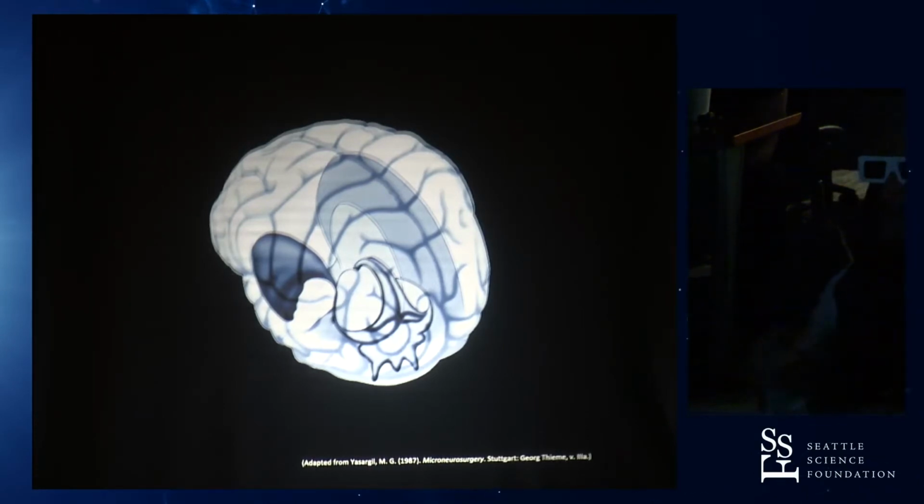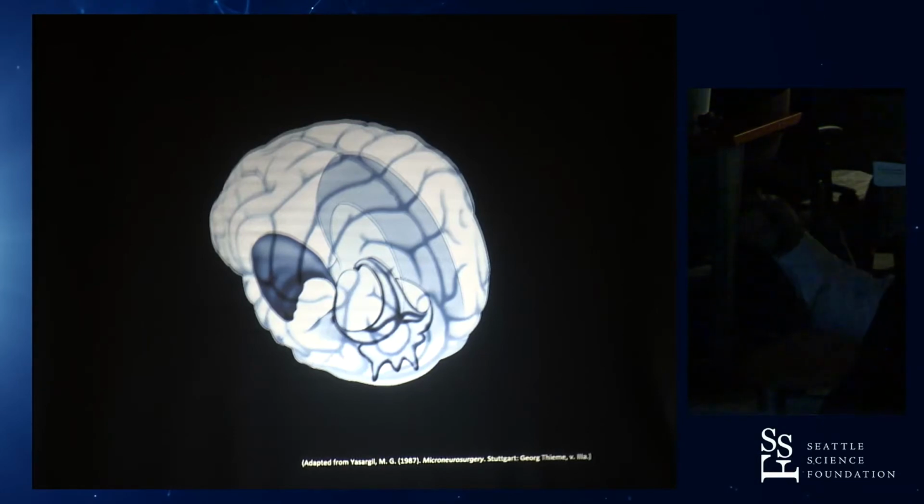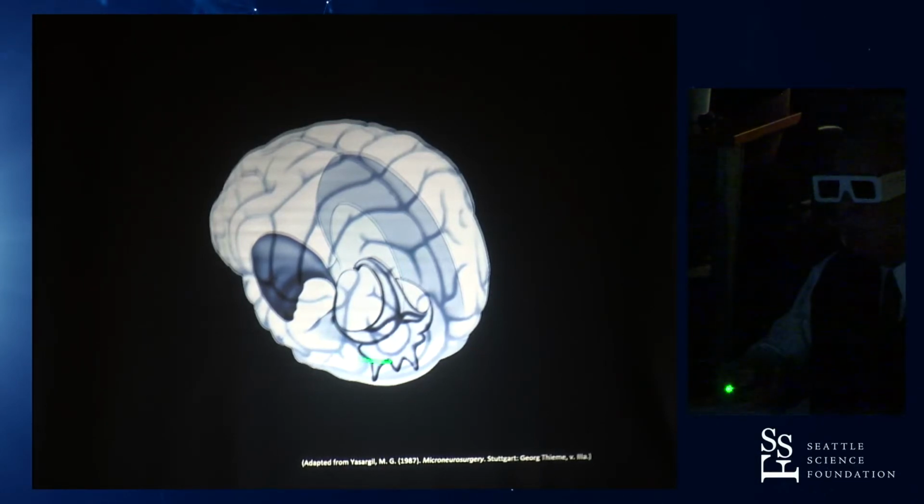Yasargil tells us that we have three important fissures. Two fissures are very important, very easy to understand. One is the interhemispheric fissure. The other is the Sylvian fissure. And the third one is the transverse fissure, described by a Frenchman called Bichat. What is the transverse fissure of Bichat? It is the crural cistern, the ambient cistern, then the pineal cistern, and the velum interpositum cistern.